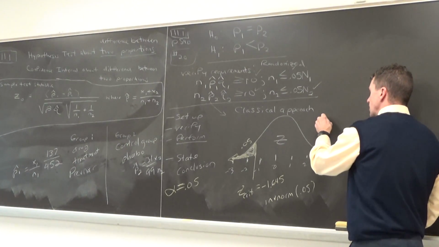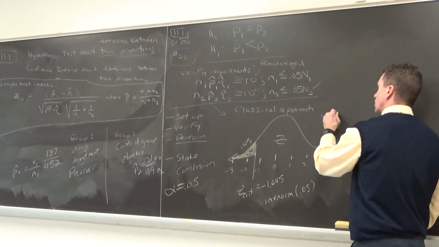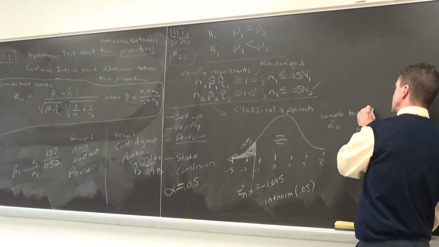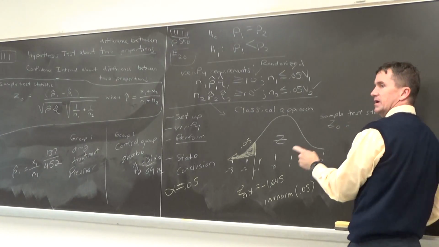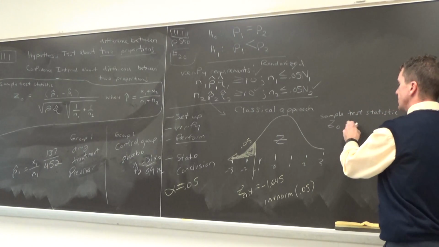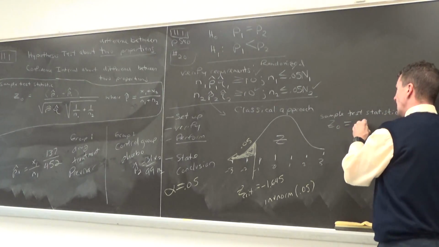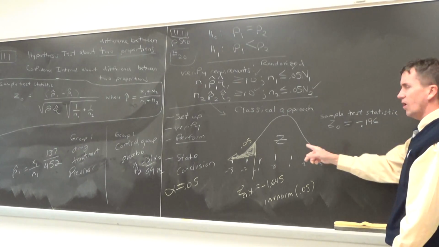What was this number again? This is called the Z0? Yep, I always like to write it out in words. Sample statistic. Yeah, it's a sample test statistic. That's what it is. It came from our sample. It was that gigantic expression right there. And this number came out to be roughly negative 0.196. Let's draw it.